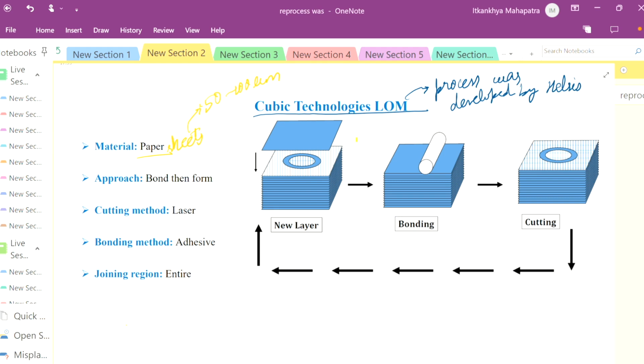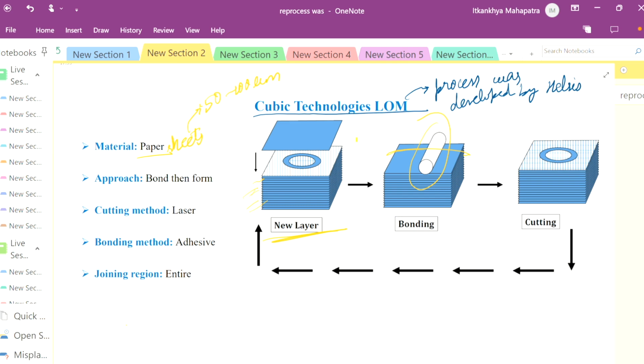We don't use bleaching, and this paper is coated with adhesive. You can see the new layer which is formed here. We place one sheet of paper, then another sheet is applied on top of it, and on all these previously deposited layers we finally apply a roller. Only one single roller is there. It moves from left to right and applies a load, and because of that, two adjacent sheets are joined.